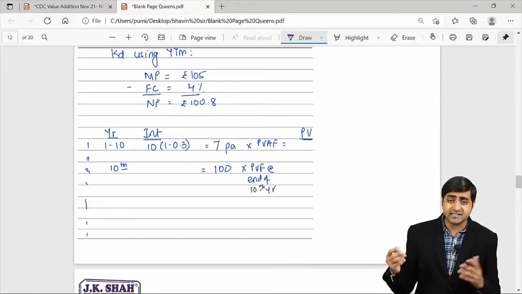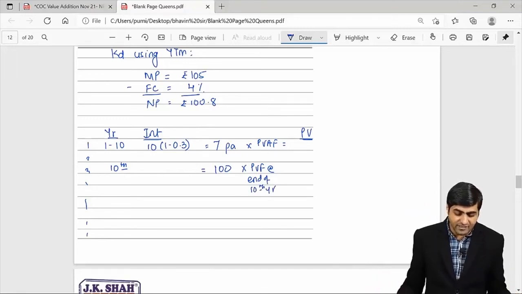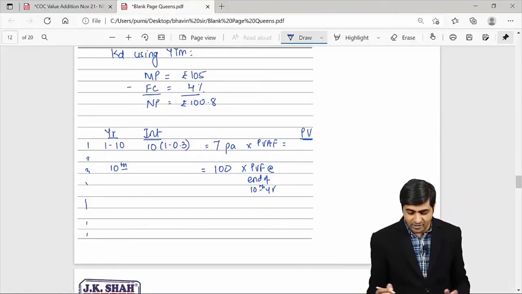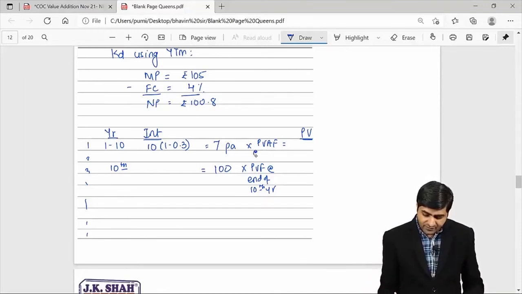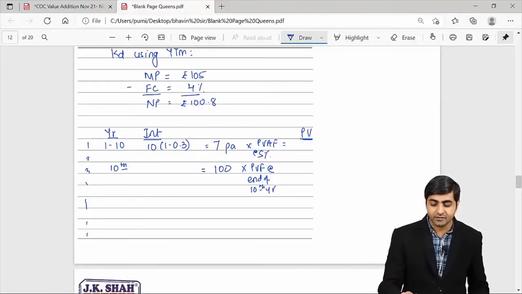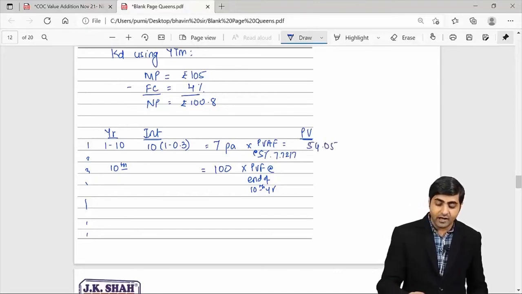So let us take a discounting factor. Let us start with 5% and check how much the present value of cash inflows comes to. Let's start at 5%, using the trial and error method, with any random figure. So the PVAF will be 1 divided by 1.05, so this will be 7.7217, which we will multiply by 7, which will give you 54.05.